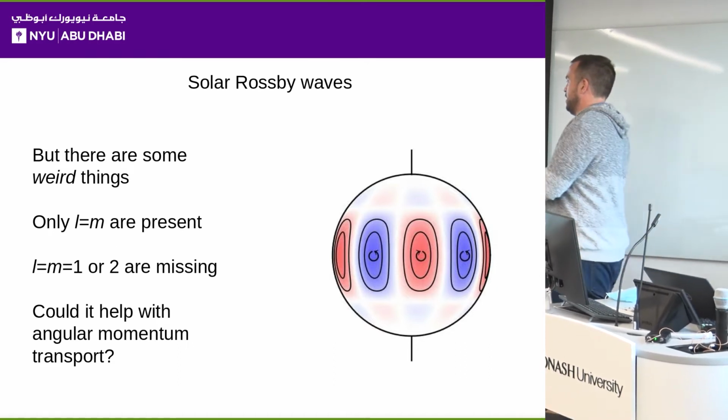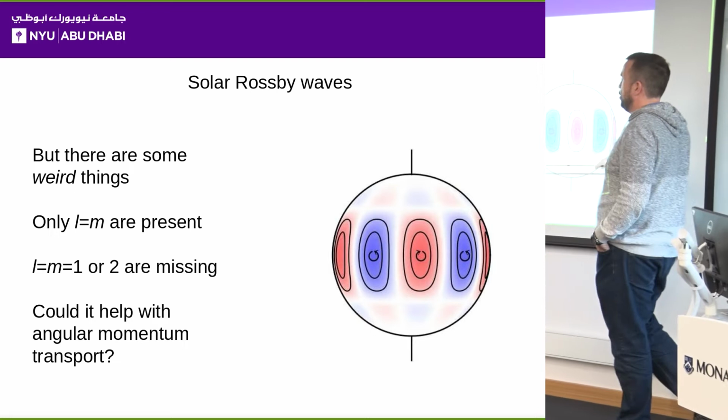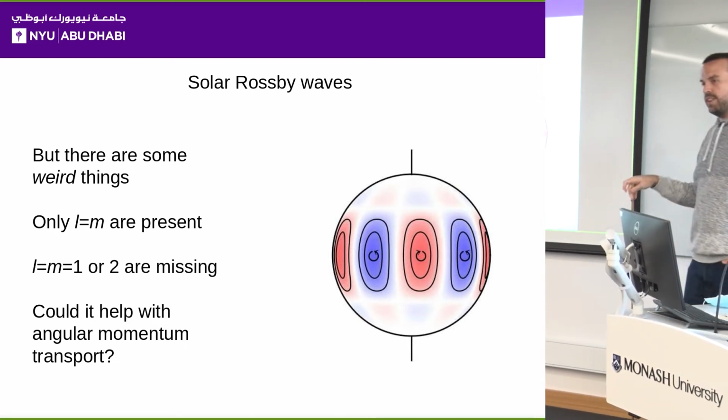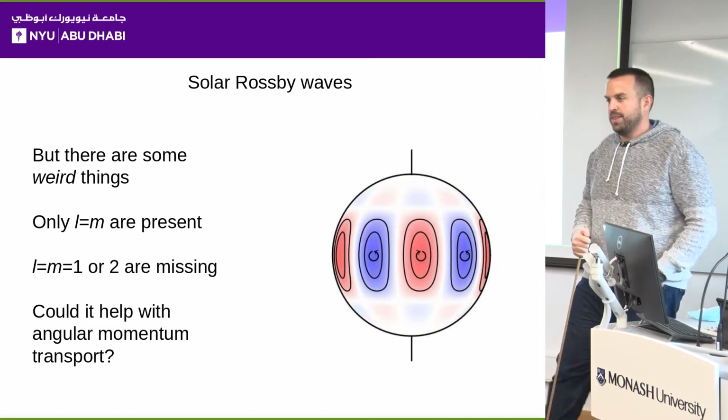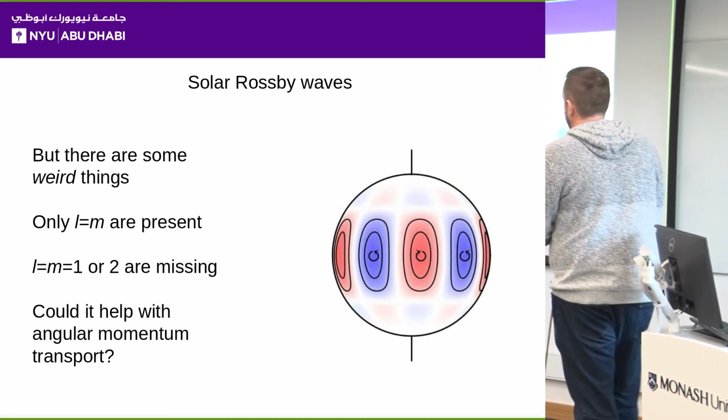And then the L equals M, 1 and 2, so very large scale Rossby waves, don't exist. Don't know why, they're just not seen in the sun. They should exist, but they don't. So it's a very weird thing.